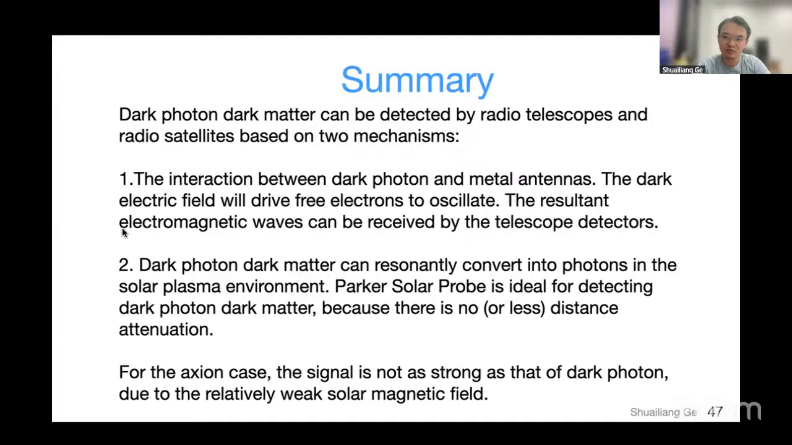These electromagnetic waves can be detected by the receivers on the telescope. Another mechanism is that dark photon conversion happens far away from the Earth, in the solar plasma, where dark photon dark matter can resonantly convert into photons if their mass matches the plasma frequency. The Parker Solar Probe is ideal for detecting such a signal because it can venture into the solar plasma and observe such resonant conversion locally without distance attenuation.